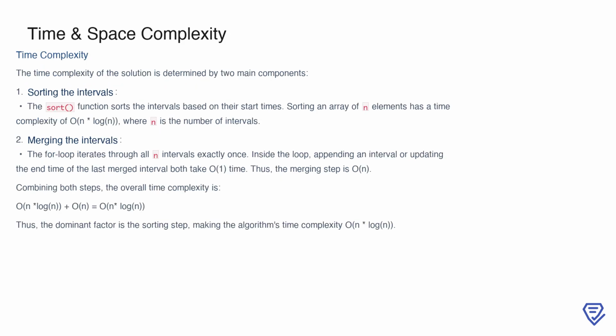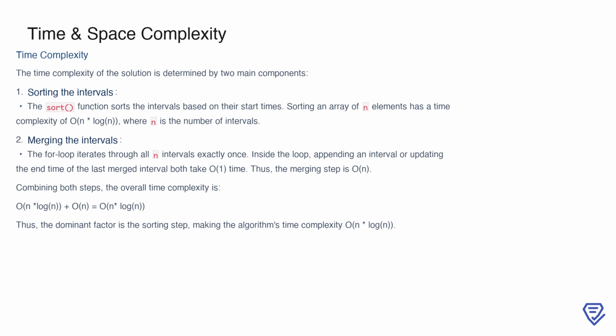To analyze the time complexity of our solution, we break it into two main components: sorting the intervals and merging them. First, the sort function is used to arrange the intervals based on their start times. Sorting an array of n elements typically takes O(n log n) time, where n is the number of intervals.